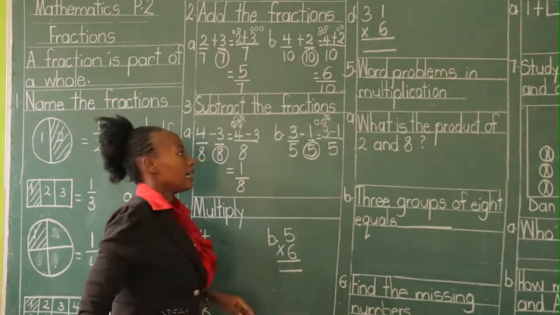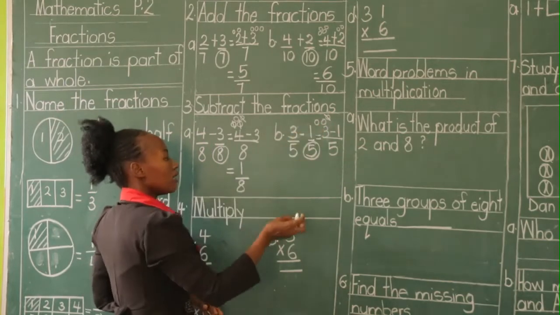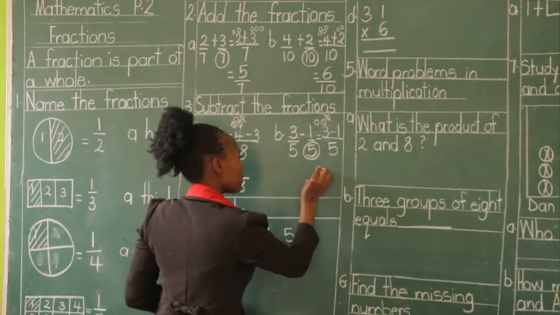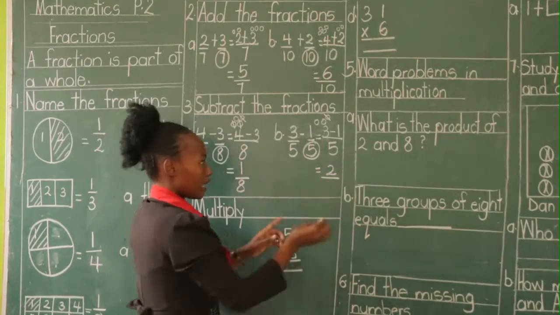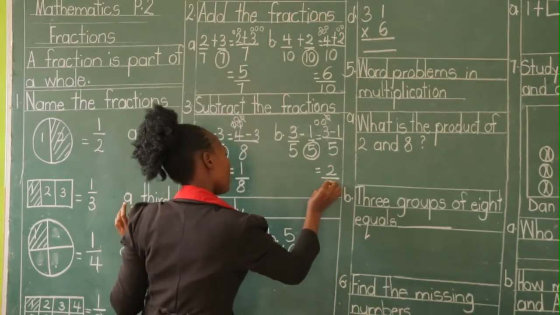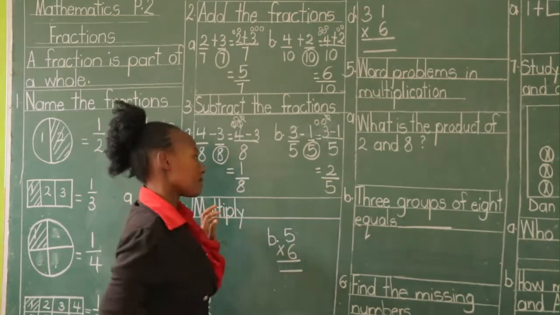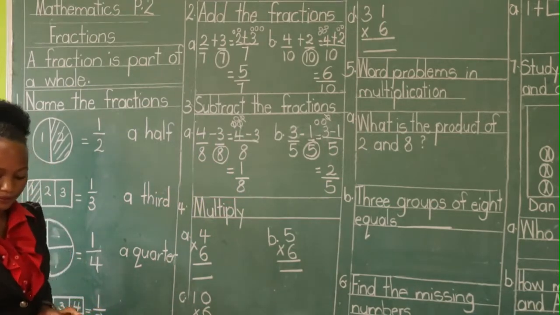1. Let's count the remaining balls. 1, 2. Our answer is going to be, I put my equal signs, 2 out of the number which we are moving with. Out of 5. Our answer is going to be 2 out of 5.